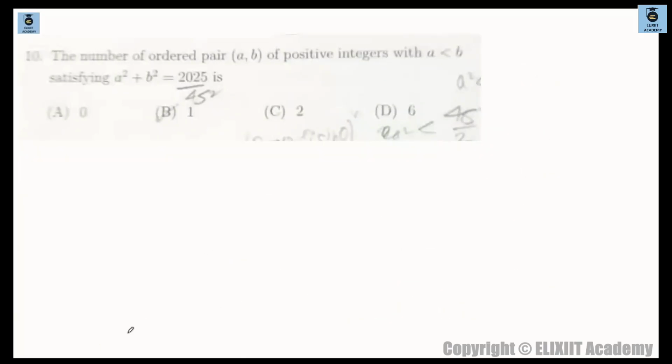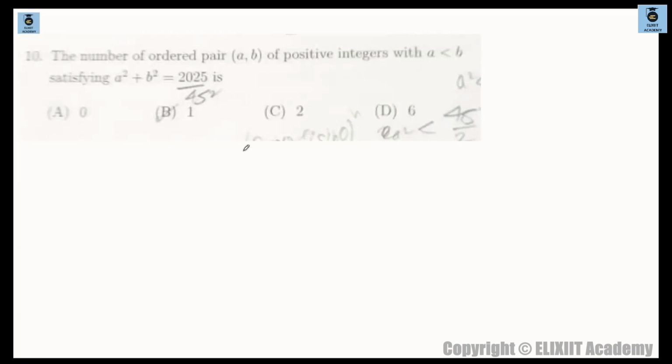Okay, so we have this question which says that you have to find the number of ordered pairs (a, b) of positive integers with a less than b, and it's satisfying this relation a square plus b square is equal to 2025. So a Diophantine equation is given, a square plus b square is equal to 2025. Basically we have to find the number of solutions of this equation.